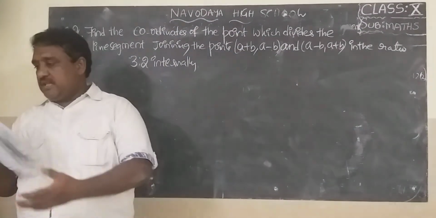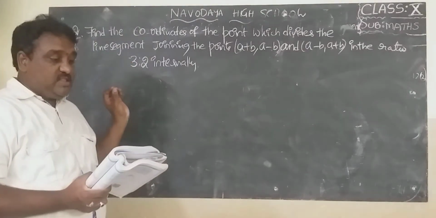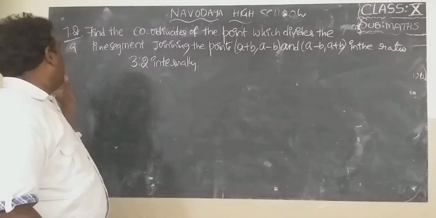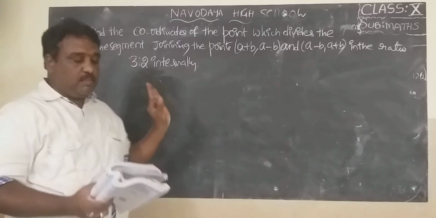So in the last class, what was completed? 7.2, sums 1 to 8 were completed in the last class. Now see problem number 9 in 7.2. What is problem number 9 in 7.2?